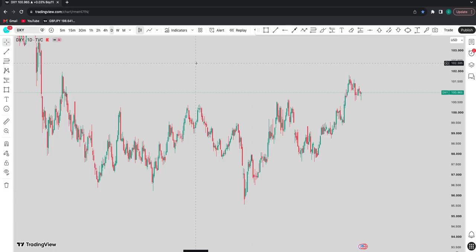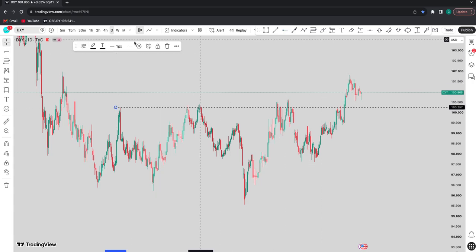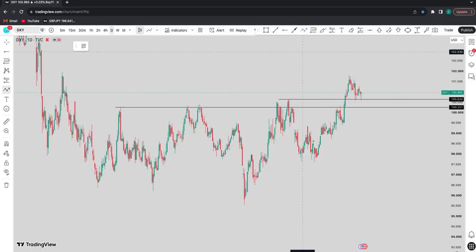From the daily time frame, we can see that the market has been bullish overall. First of all, what I want to do is identify the market structure. As you can see, the market has been creating higher highs and higher lows. The market has been giving us a bullish sentiment. You can see for the past few weeks, the market has been bullish.